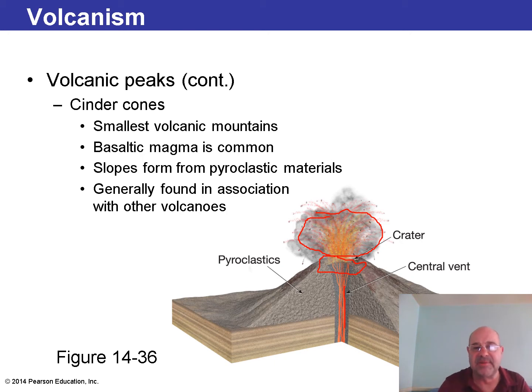Okay. Again, basaltic magma is common. Slopes from the pyroclastic materials are generally found in association with other volcanoes. We're going to talk about a caldera here in a little bit. And guess what? You find composites and you find cinder cones.